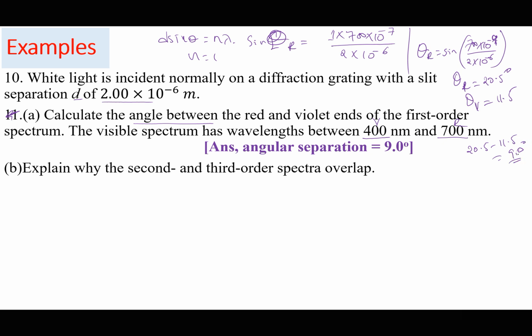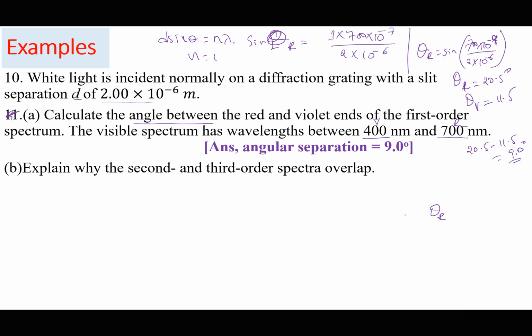Explain why the second and the third order spectra overlap. So let us first investigate the angles of diffraction for these ones. The third order maximum of violet is going to overlap with the second order maximum of red, because the third order maximum for violet is diffracted through a smaller angle than the second order maximum. We can try to verify this.